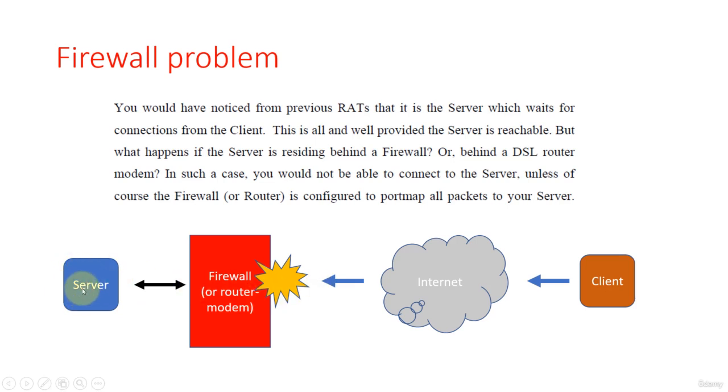So if you have a RAT which is already installed on the server, probably through a phishing attack where you trick the user to download something through email or from a website, and you have successfully installed it on the server, the RAT server, then you will find that you are unable to connect to it because it is behind this router or the firewall. So how do we solve this problem?